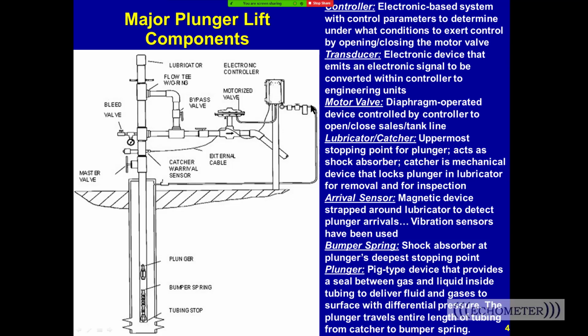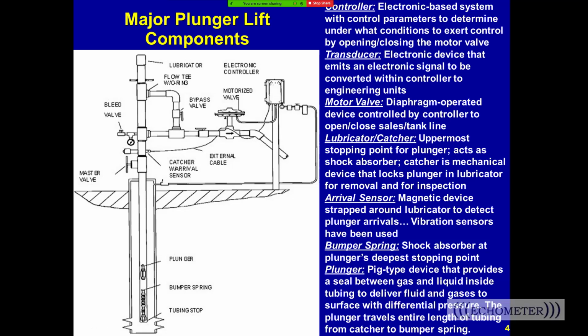The controller is the computer that operates the system, and it may be simple, it may be complex, and the motor valve is opened or closed by the controller. The controller is using some settings to decide when the well is turned off or shut in, and the plunger falls to the bottom, or when the motor valve is open, the well's on, and the gas and the plunger and liquid are brought to the surface or held at the surface in afterflow.